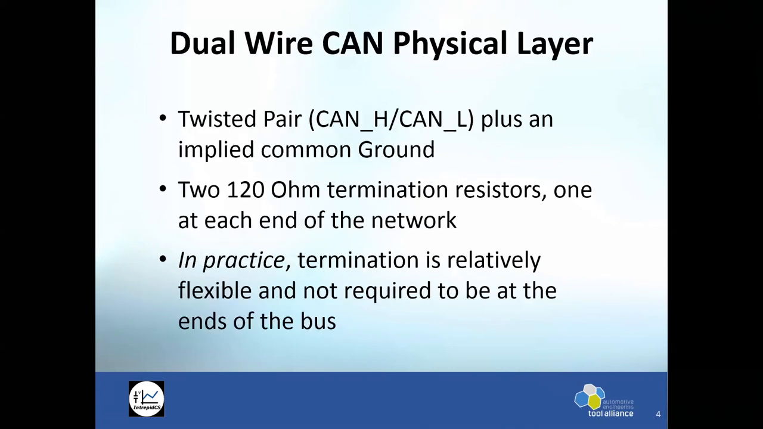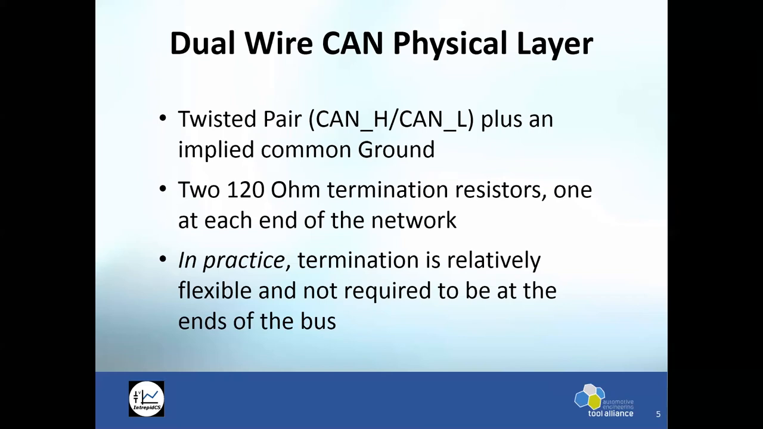If there's 80% load, you will see more latency in the messages going out. Dual wire CAN physical layer: it's two wires, twisted pair, CAN high and CAN low, plus a common ground. There are two 120 ohm termination resistors, one at each end of the network, so that will give you a balance of 60 ohms impedance on the network.